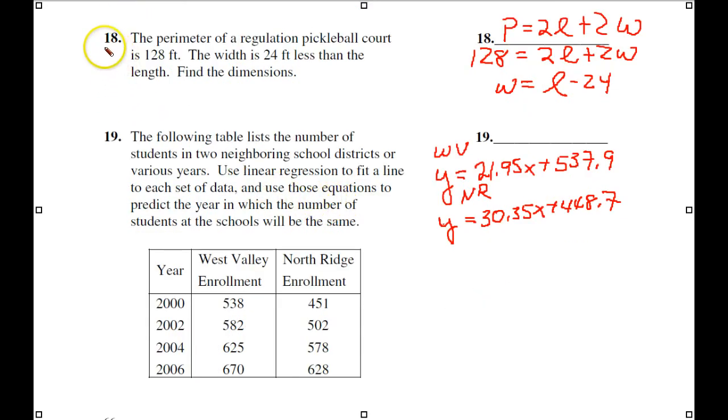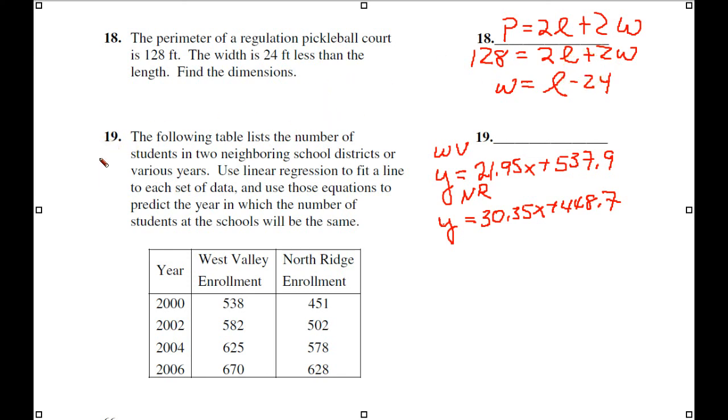Okay, for number 18, what you would need first is to keep in mind the perimeter formula. And their perimeter, we know, is 128. And there's 2 lengths plus 2 widths. There's our built-in 2 unknowns. And they're saying that the width is 24 feet less than the length. There's the length, less 24 feet. There's your two equations. And again, we don't have to solve them at this time.